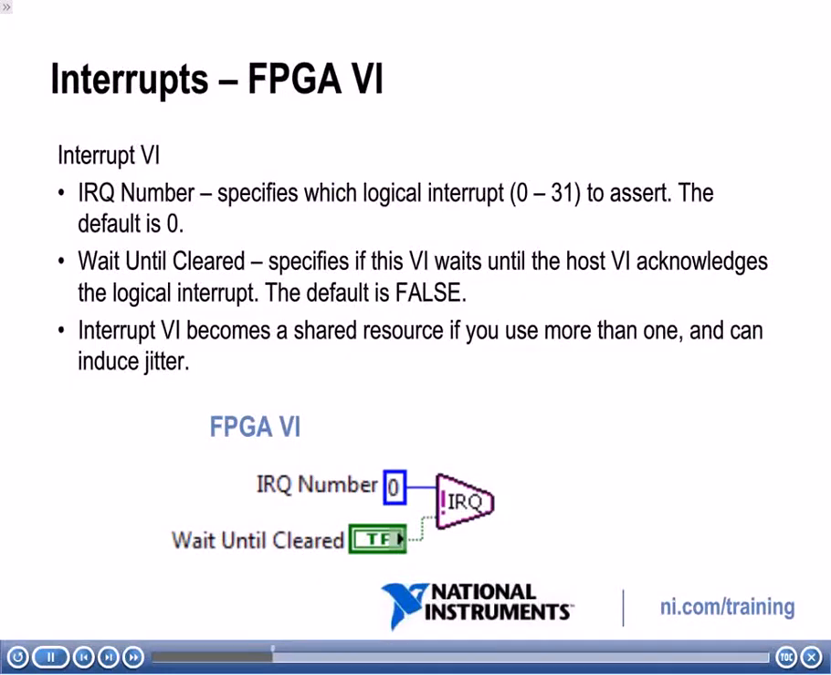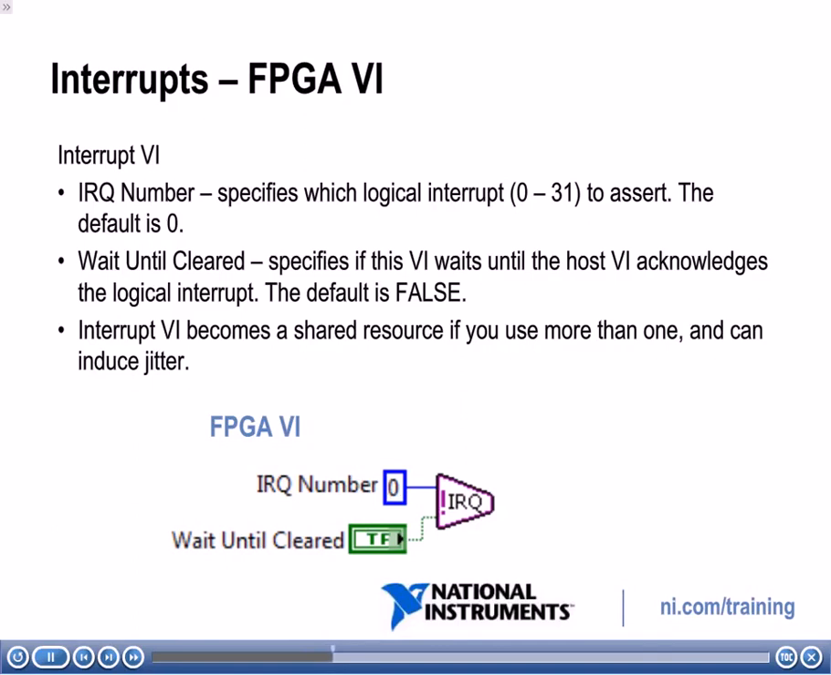Okay, so let's talk about the FPGA VI. On the FPGA VI, if you want to notify the host that something's happened, you would use the interrupt VI to generate an interrupt. If we look at this block diagram, we have the interrupt VI, and we have an IRQ number going into it. That IRQ number is associated with the logical interrupt that you want to assert. In this case, we're choosing 0. Notice that you can choose anything between 0 and 31.